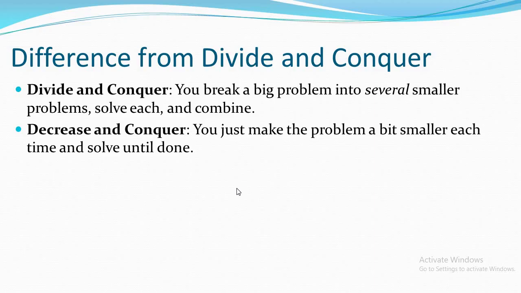So, the difference between the divide and conquer method and the decrease and conquer method. In divide and conquer, you break a problem into several smaller problems, solve each, and combine. In decrease and conquer, you just make the problem a bit smaller each time and solve until done.